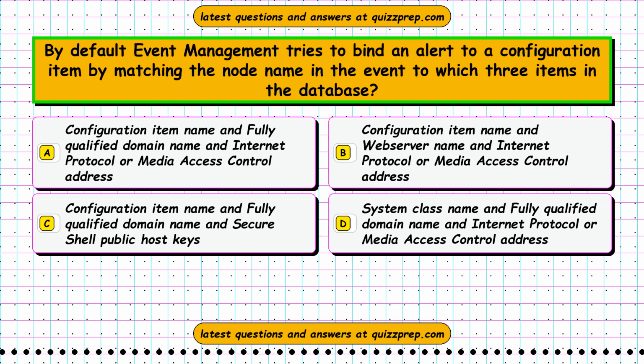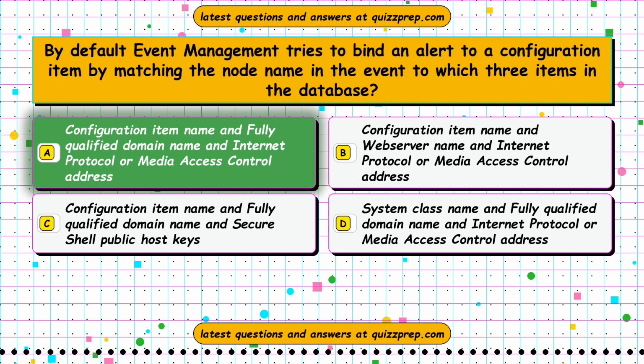Question 19. By default, event management tries to bind an alert to a configuration item by matching the node name in the event to which 3 items in the database. Option A. Configuration item name and fully qualified domain name and Internet Protocol or Media Access Control address. Option B. Configuration item name and web server name and Internet Protocol or Media Access Control address. Option C. Configuration item name and fully qualified domain name and secure shell public host keys. Option D. System class name and fully qualified domain name and Internet Protocol or Media Access Control address.